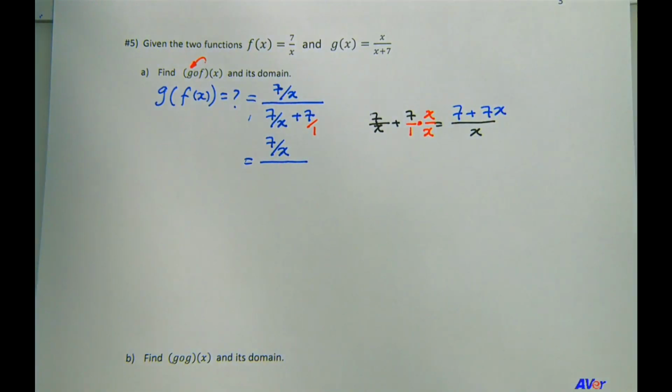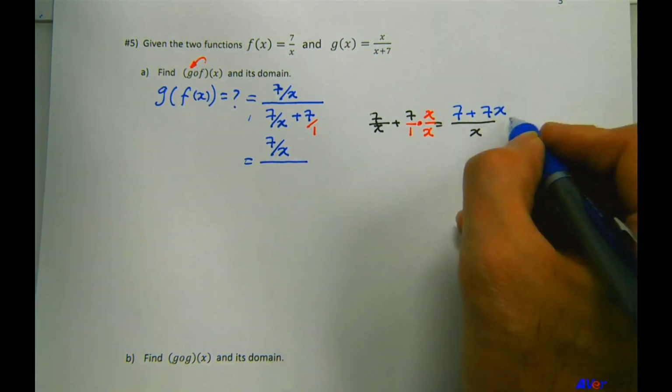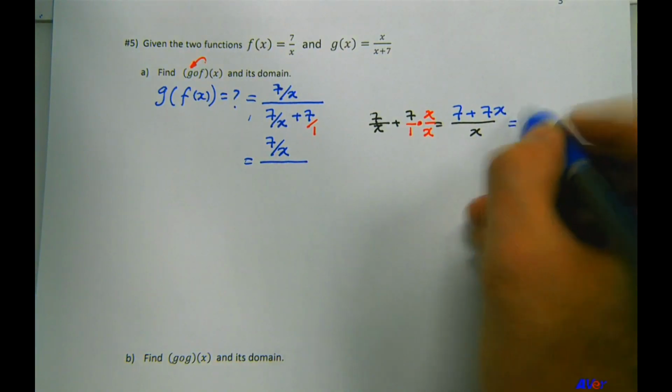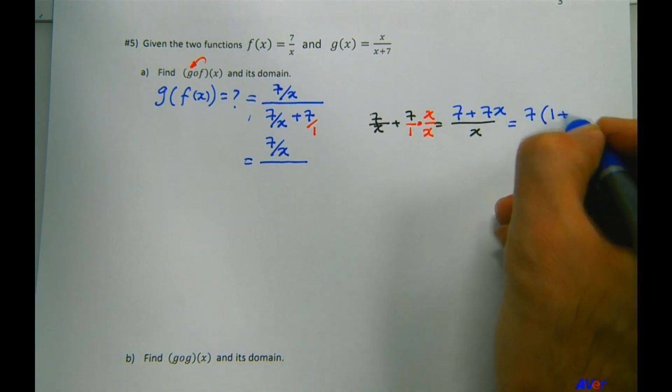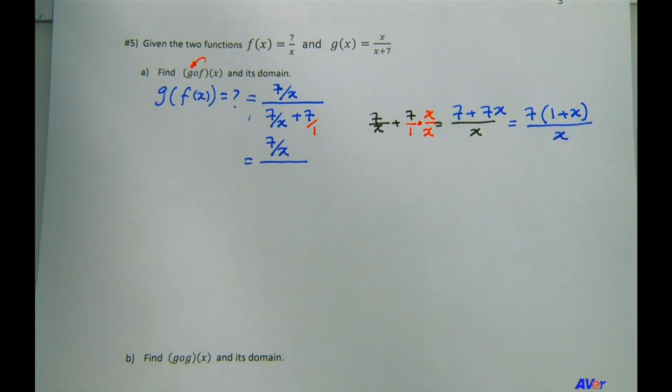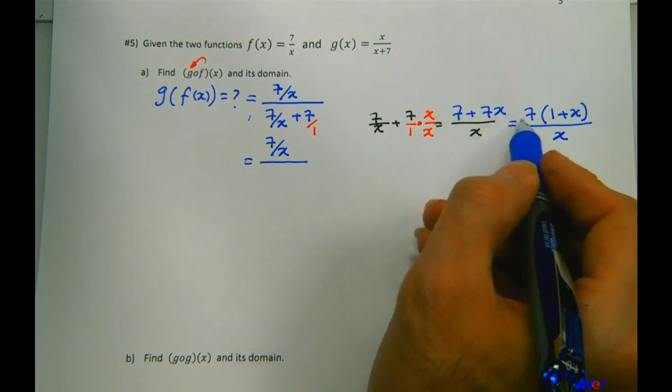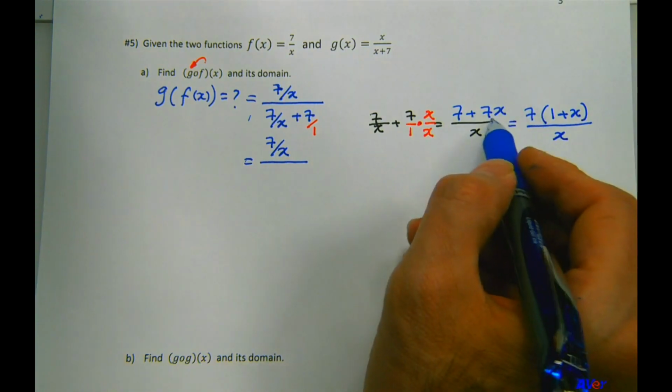Okay? In other words, we can factor this out. Let's factor this: we can factor 7 out. We can say 7 times (1 plus x) divided by x. Okay? Factoring is the opposite of the distributive property.